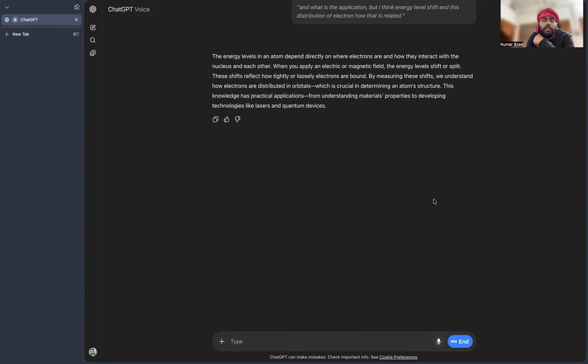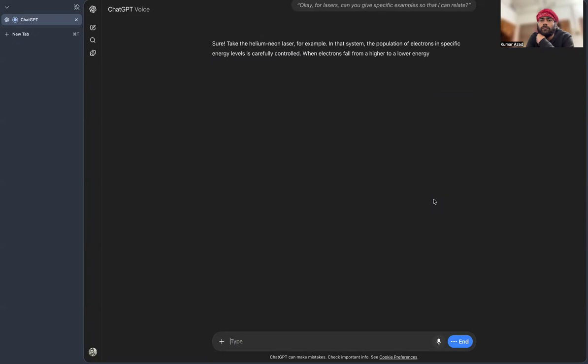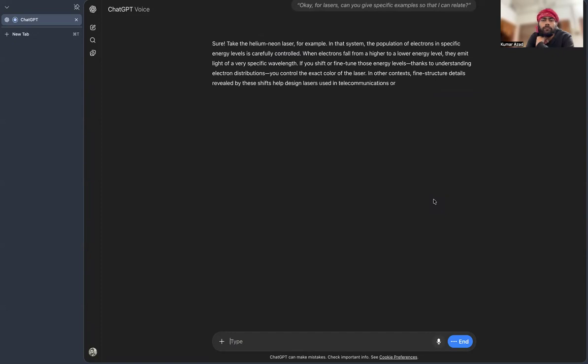Okay, for lasers, can you give specific examples so that I can relate? Sure, take the helium neon laser, for example. In that system, the population of electrons in specific energy levels is carefully controlled. When electrons fall from a higher to a lower energy level, they emit light of a very specific wavelength. If you shift or fine tune those energy levels, thanks to understanding electron distributions, you control the exact color of the laser. In other contexts, fine structure details revealed by these shifts help design lasers used in telecommunications or even precision atomic clocks.